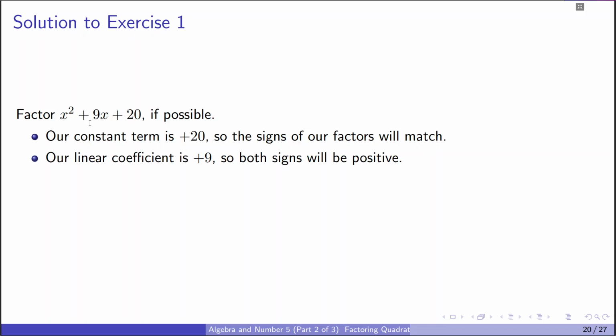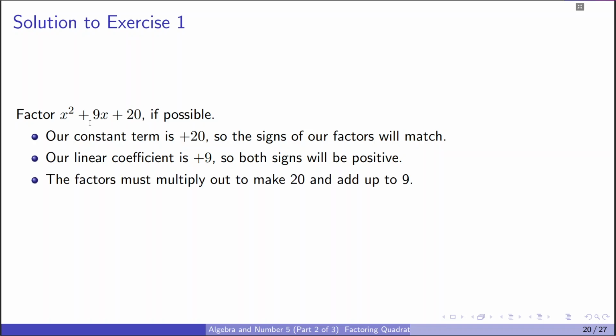Constant term is positive 20. Linear coefficient is positive 9. So we've got matching positive signs that multiply out to 20 and add up to 9. That is 4 and 5. Now, x plus 5 times x plus 4 is just as correct as x plus 4 times x plus 5.